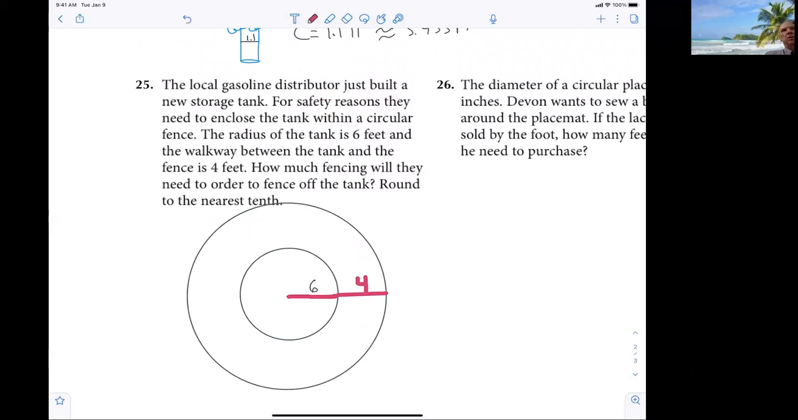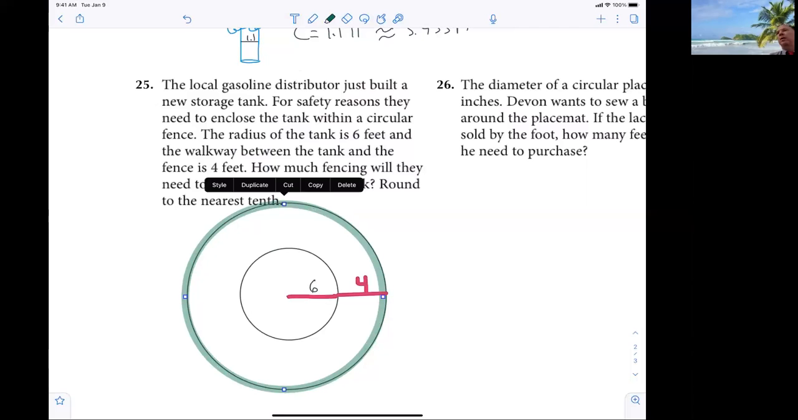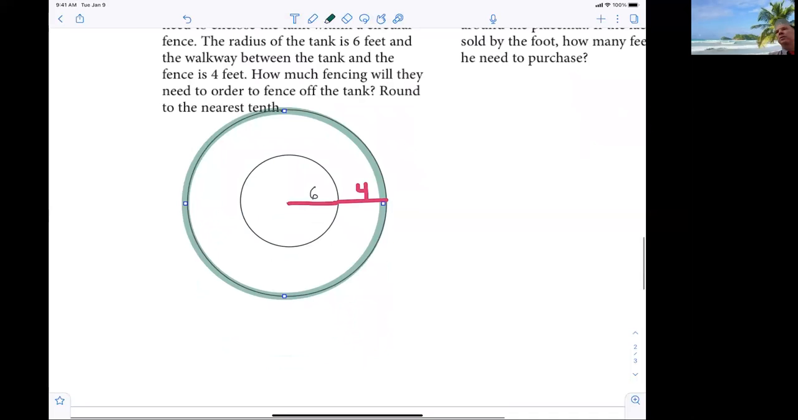The question is, I'm building a fence now. This is the fence that's going to go around my tank. You with me, KK? So if that's my fence, they're asking me how much fence do I need? And what I just drew is called the what? What does that around mean? What word? Yes, it is the circumference of that circle. So how do I find the circumference? What's the formula for circumference?